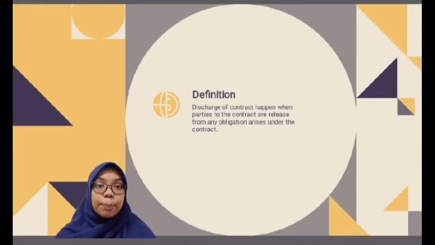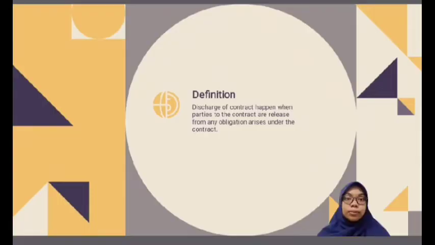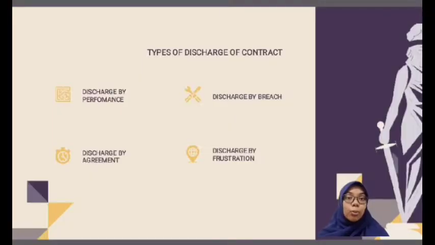Discharge of contract happens when parties to the contract are released from any obligations arising under the contract. In other words, parties to the contract are no longer obligated to do as agreed under the contract. A contract can be released in 4 ways, which are by performance, agreement, breach of contract, or by frustration.